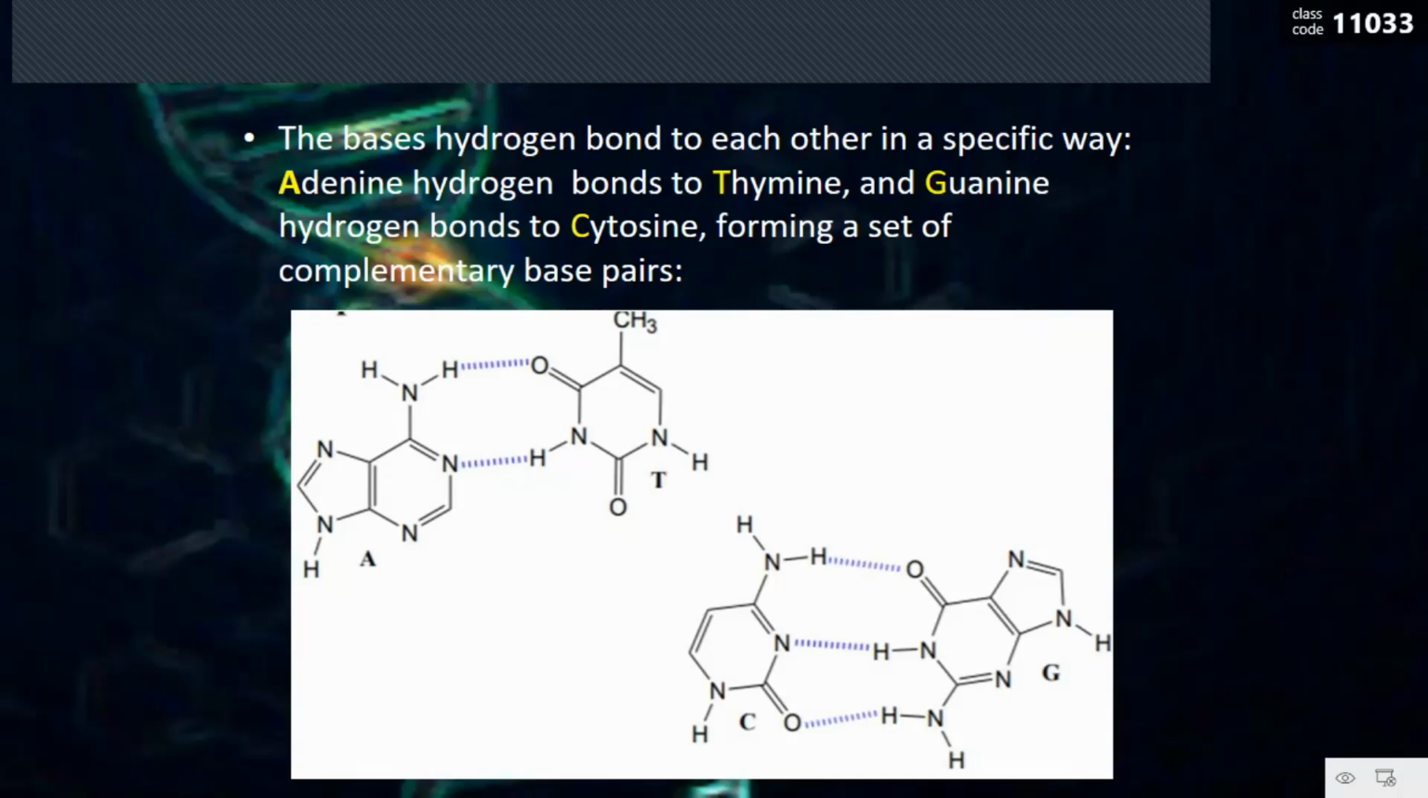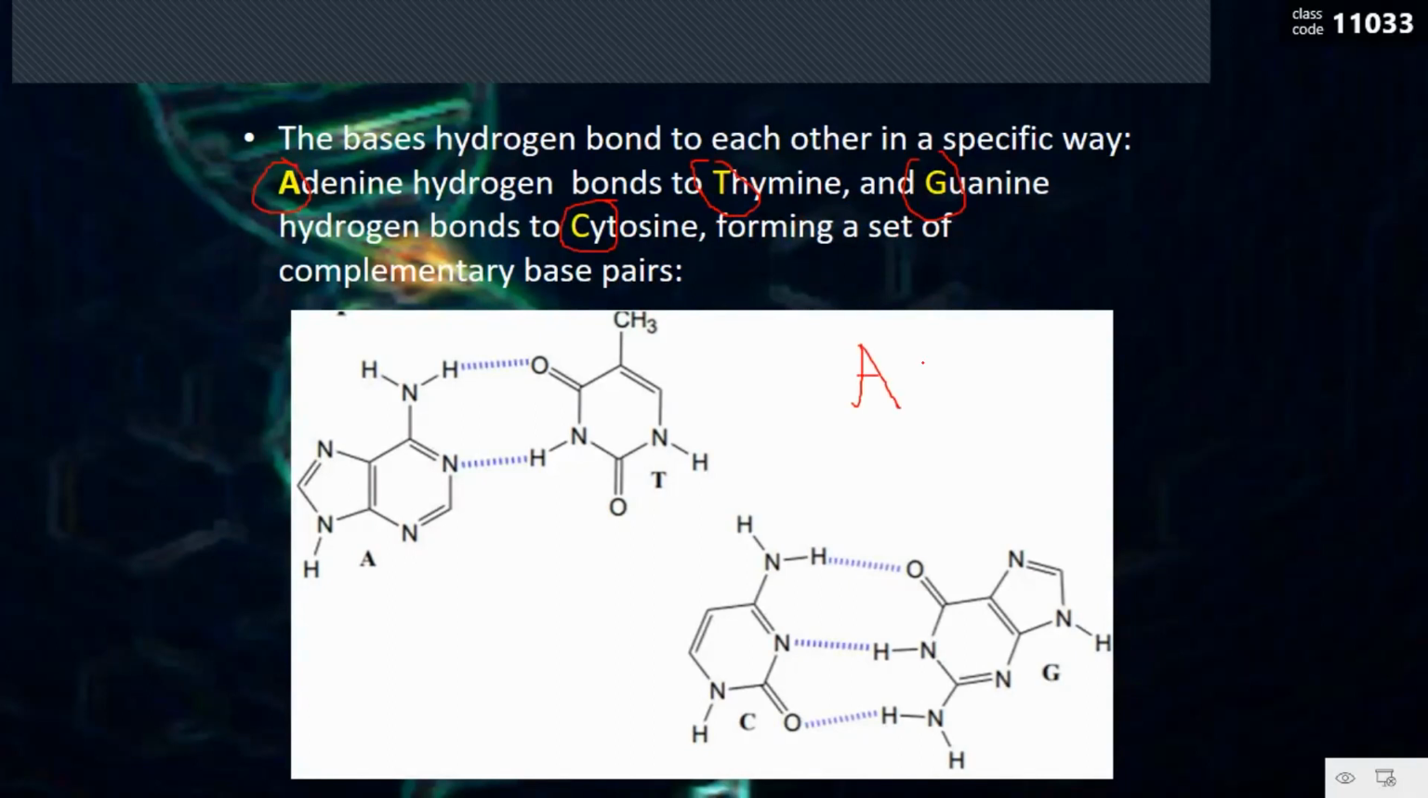And these bases, okay, they are partners. They pair together. Yun nga lang, very selective yung kanilang pairing. For our DNA, adenine will only connect with thymine. It will not connect with guanine. It will not connect with cytosine. For guanine, it will connect to cytosine. Again, it will not connect to thymine. It will not connect with adenine.